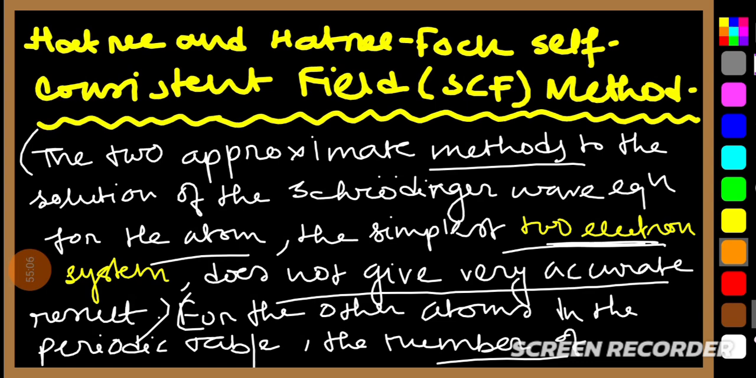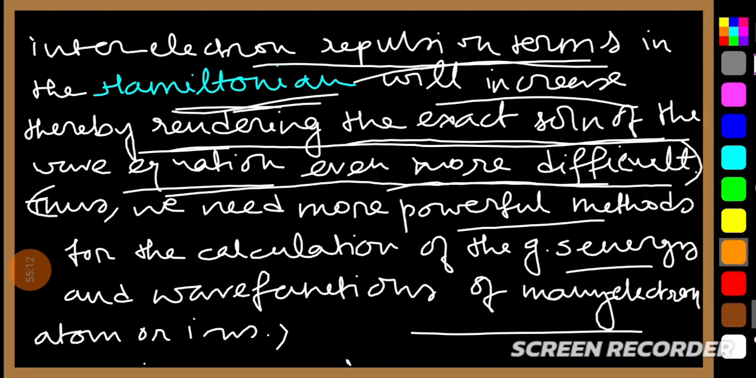Next one, for the other atoms in the periodic table, the number of inter-electron repulsion terms in the Hamiltonian will increase, thereby rendering the exact solution of the wave equation even more difficult. So when the other elements of the periodic table are there, there must be lots of electrons, and there must be inter-electronic repulsion created, so the overall energy term should increase. So you can never determine the overall wave function in that case. Okay, this is difficult.